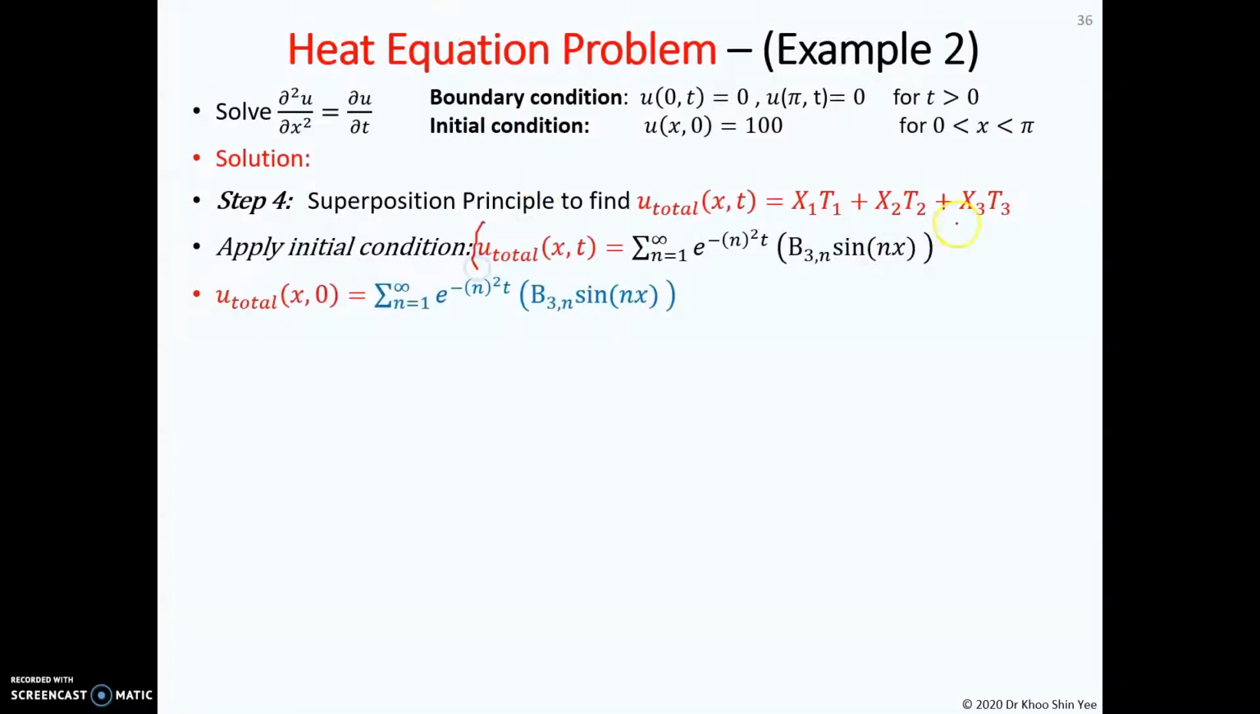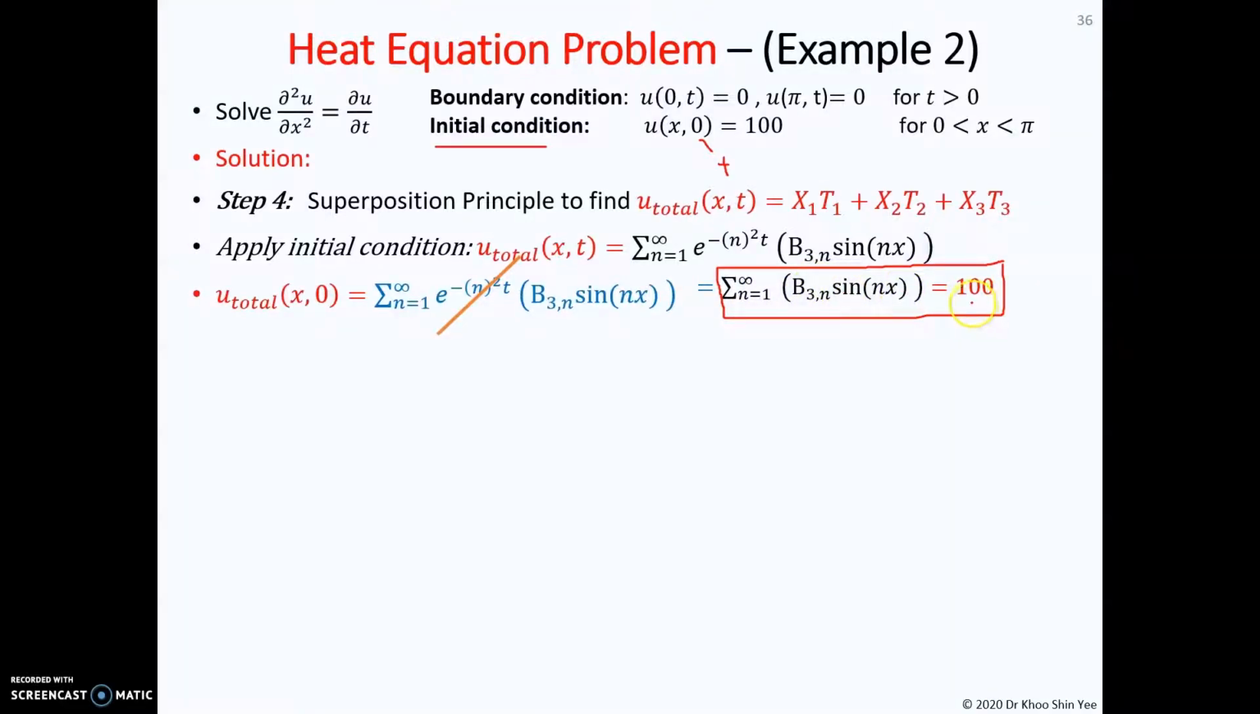So far, you have successfully obtained the PDE solution in this format, and you see there is still one unknown coefficient to be solved. So we can apply the initial condition here to solve this coefficient. When t is equal to 0, your u will be equal to 100. Substitute t equal to 0 inside, exponential 0 gives you 1. And then you substitute u equal to 100 here.